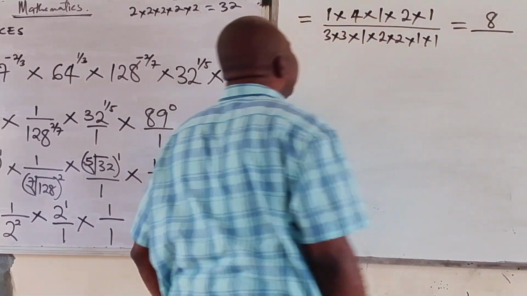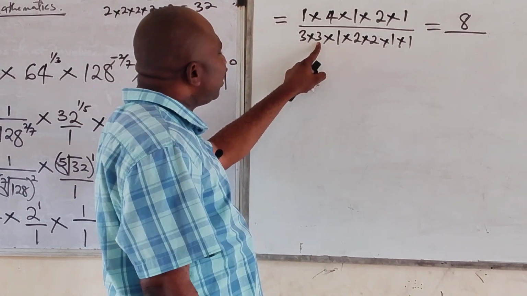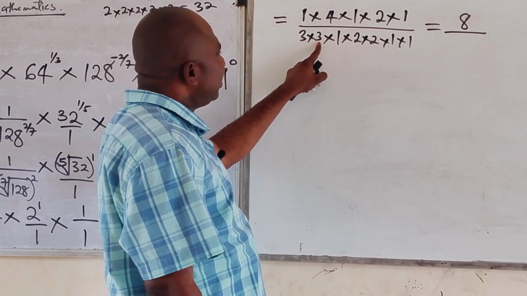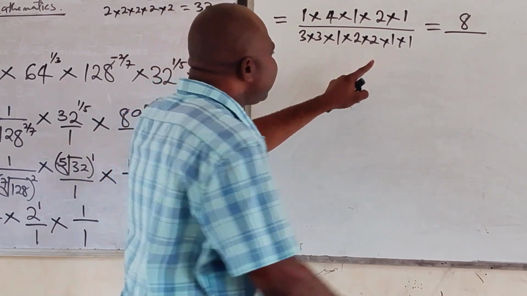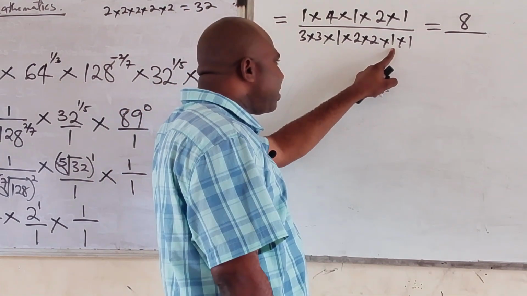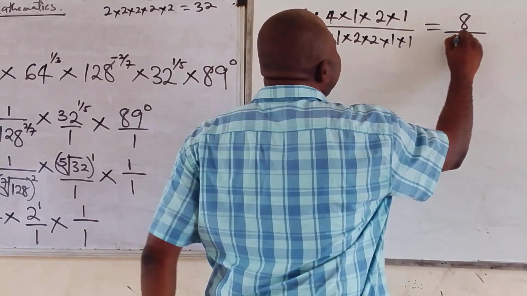All over, here we have 3 times 3 is 9, 9 times 2 is 18, 18 times 1 is 18, 18 times 2 is 36, 36 times 1 is 36, times another one, that will be 36.